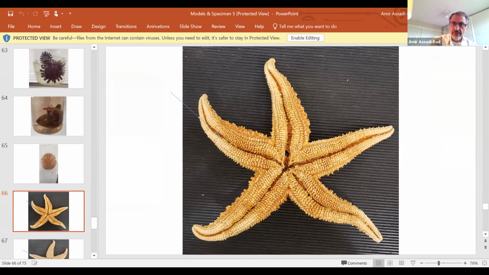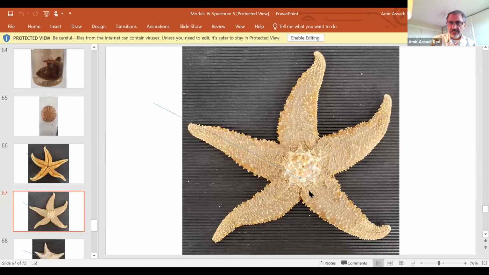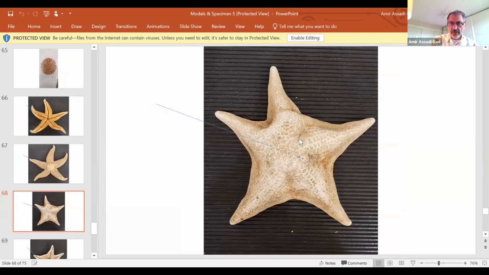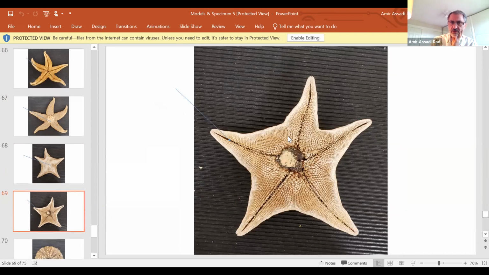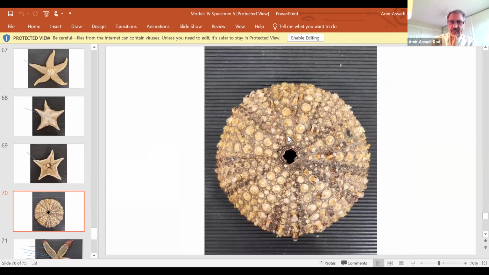These are the ambulacral grooves right here, and these are spines. So the mouth would be here, and that would be class Asteroidea. Here is the madreporite, and these are all spines. Pointing at the madreporite, and Asteroidea, ambulacral groove. Echinoidea, sea urchin, all of the spines have been broken.